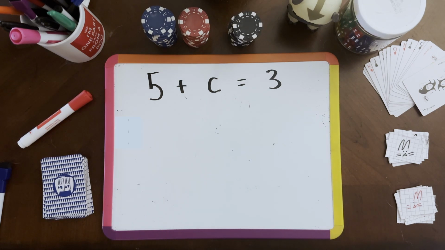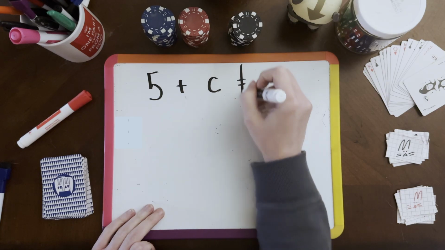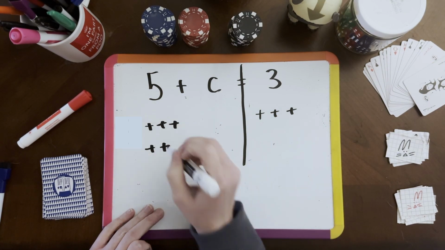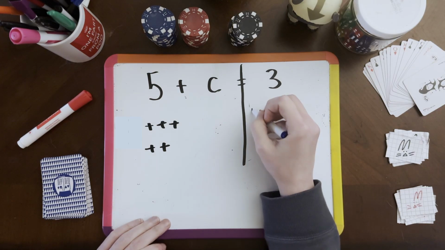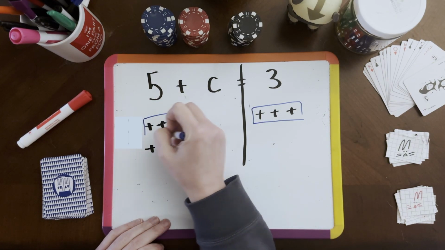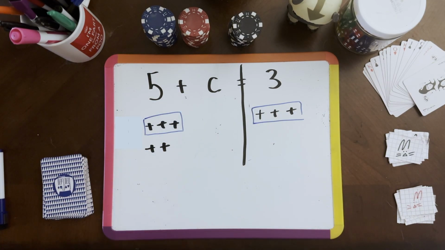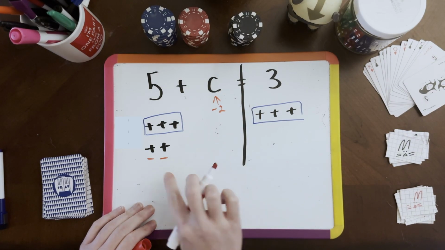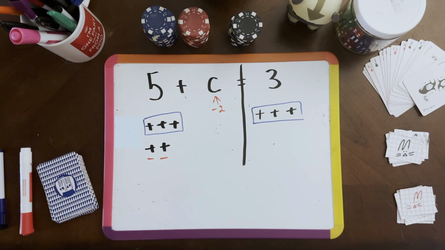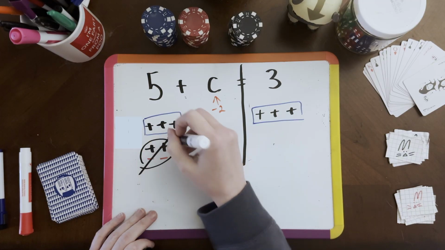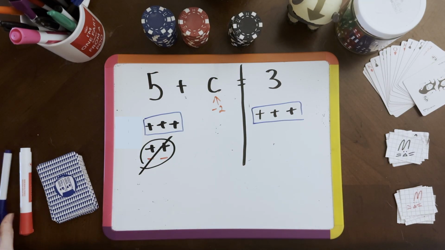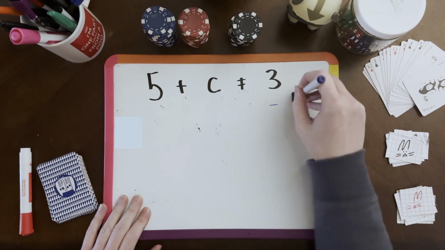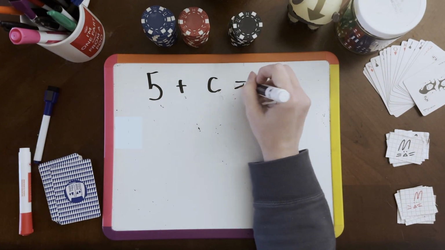Moving away from poker chips, I'm now going to use symbols to represent our positive and negative integers. In this problem, we want the left side of the equation to look like the right side of the equation. We need to eliminate the two positives, so we would have to add two negatives in order to make two zero pairs. There's our zero pair. And we can always go back and check our work, and I'll show you how to do that in the next method.